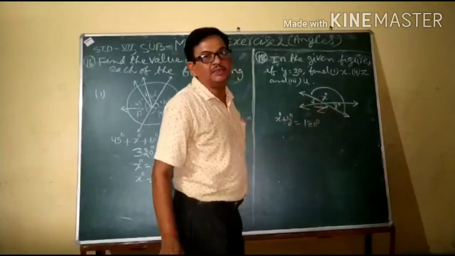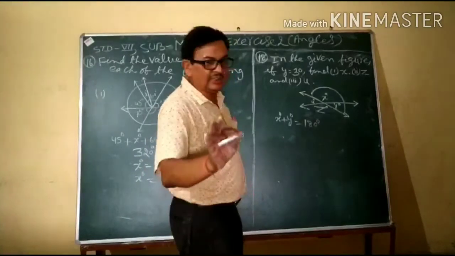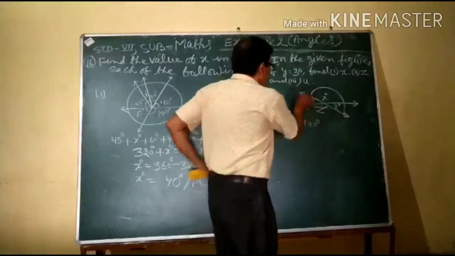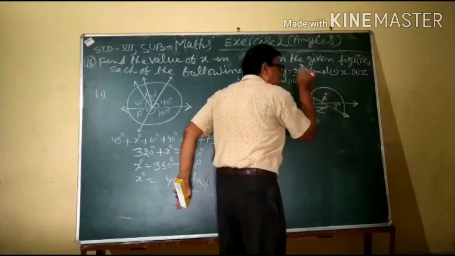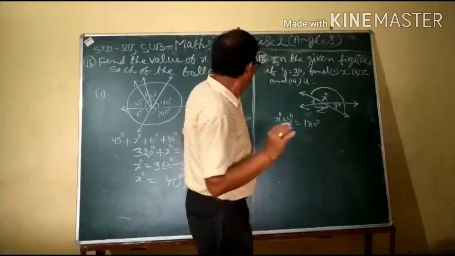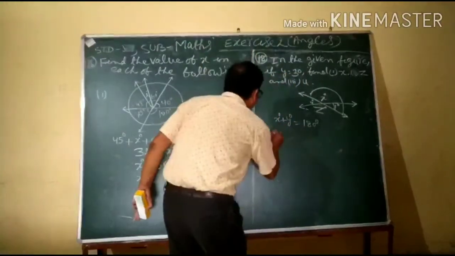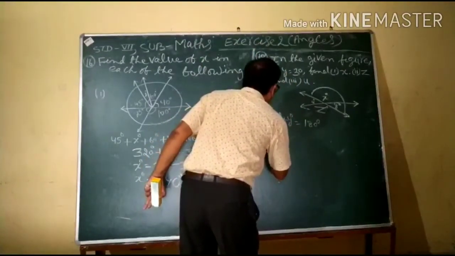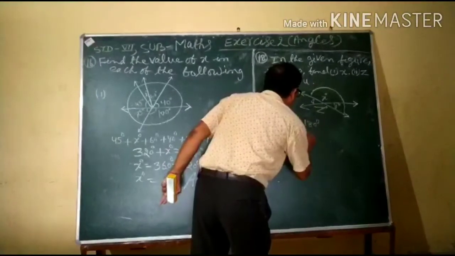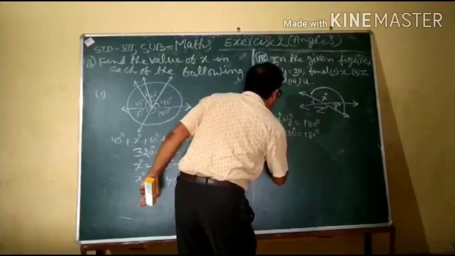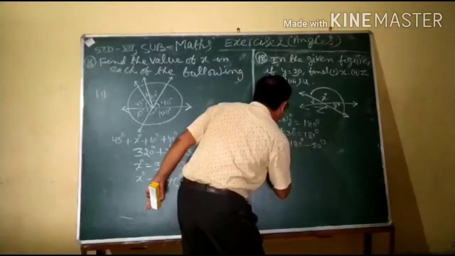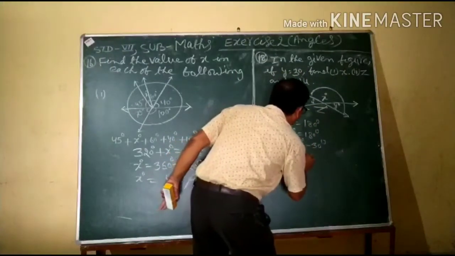X plus y is equal to 180 degree. Is it clear? And why? The reason is it forms a linear pair. This is your straight line. Another line is meeting on this one. So the sum of the angles is 180 degree. Now what is the value of y? Here 30 is given. The value of y is equal to 30 degree. Now x degree is equal to 180 degree minus 30 degree. X degree is equal to 150 degree.